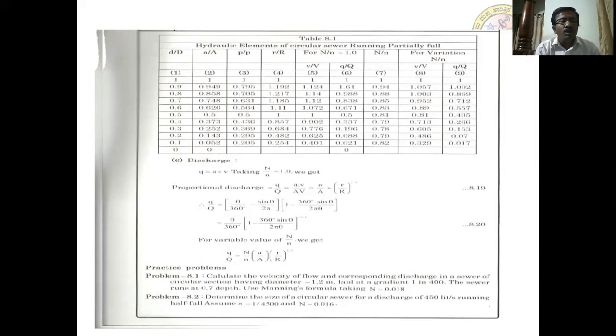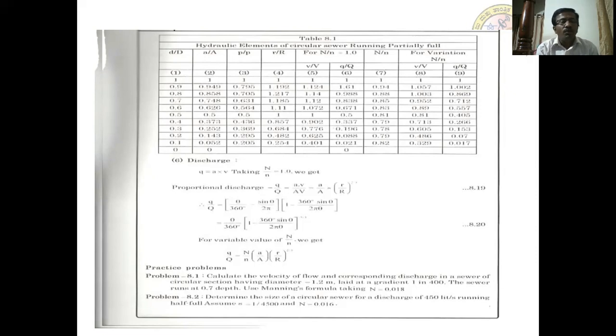If you observe, if it is running full condition, the d by D ratio is 1. A by A is also 1, p by P is also 1, r by R is also 1, v by V is also 1, and q by Q is also 1.